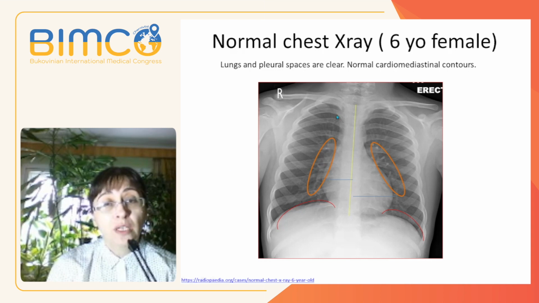Don't forget about killer zones, about cardiomegaly presence or not, because in children the heart shadow is mostly a little bit wider as compared to older people, and cardiomediastinal contours are a little bit different. Don't forget about diaphragm and killer zones.